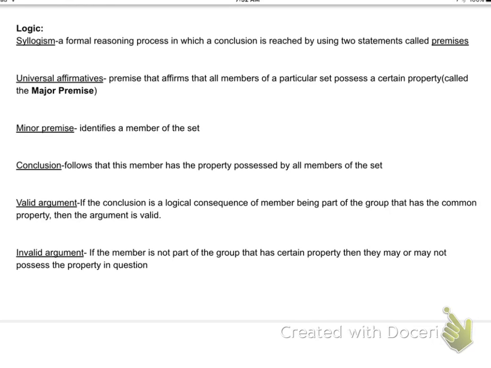So, going back to my statement about cows. All cows can fly. Sally is a bird. Sally can fly. Is that a valid argument or an invalid argument? According to the rules, that is an invalid argument.